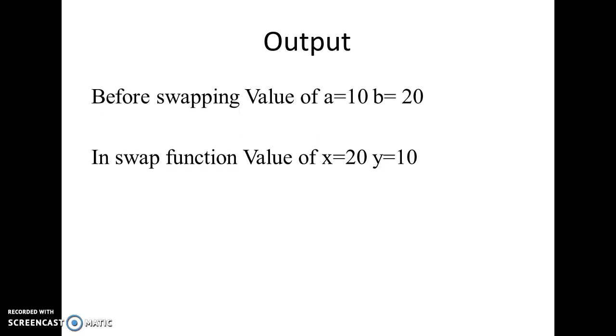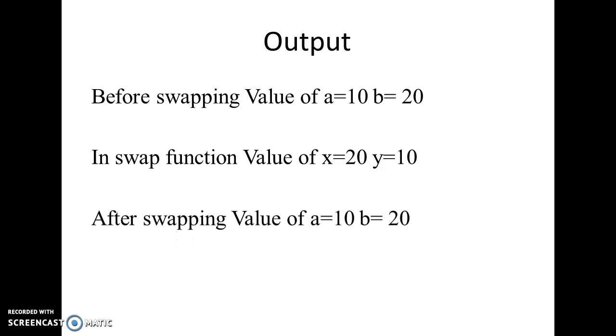Before swapping, a is equal to 10, b is equal to 20. But after swapping, in the main function, a remains the same as the original, b remains the same as the original, like 10 and 20 respectively, because call by value simply copies the values of variables, not the variable itself. So whatever changes are made in the swap function are limited to that function only. Hence, in the function, swapping takes place, but it is not reflected back in the main function.